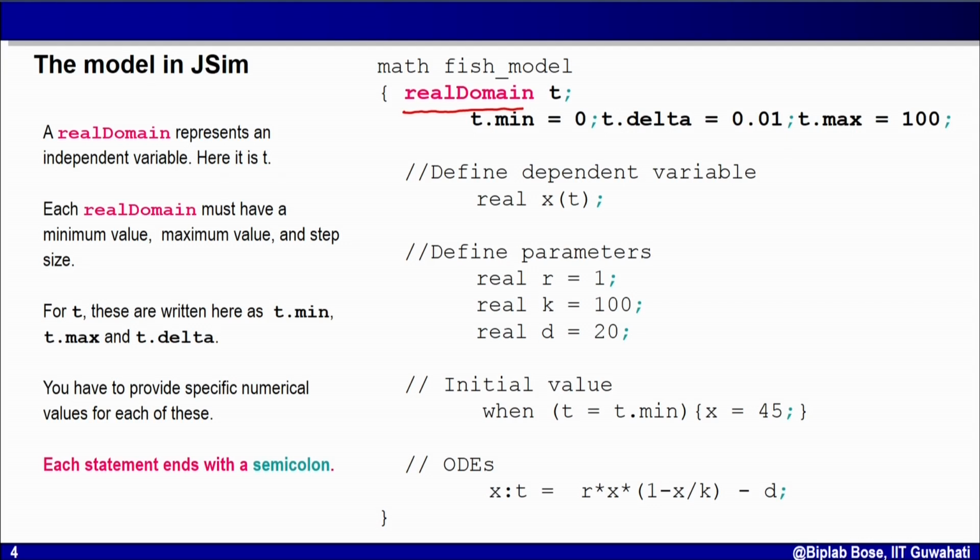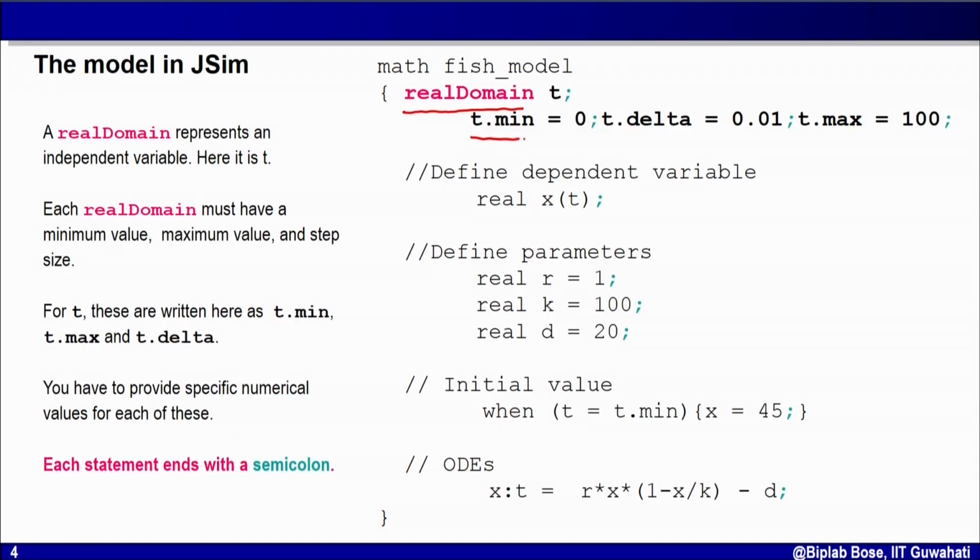So for us, time is the independent variable. Obviously time starts at 0. So t.min is equal to 0. And t.max, that is the maximum value, is 100. That I have decided. How will time change in between 0 to 100? It will change at a time step of 0.01, and that is shown as t.delta. So what I have done here, I have defined t as an independent variable and marked it as a real domain. I have provided JSim the minimum value of t, that is 0. I have provided it the maximum value of t, that is 100.